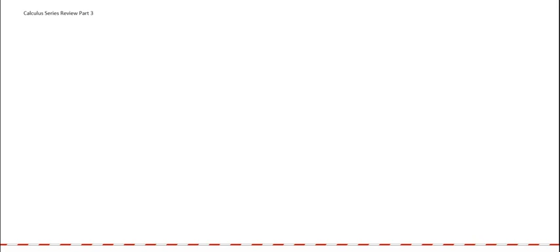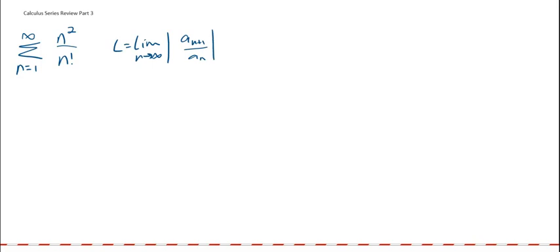So the first one that I want to do here is the sum from n equals 1 to infinity of n squared over n factorial. This one is similar to one that we did before, and when we did it, I said anytime we see a factorial, ratio test is generally going to work pretty well. So L equals the limit as n goes to infinity of the absolute value. Remember, I always write a sub n plus 1 over a sub n because that can often get me points for showing some work. So we will go ahead and put our pieces in.